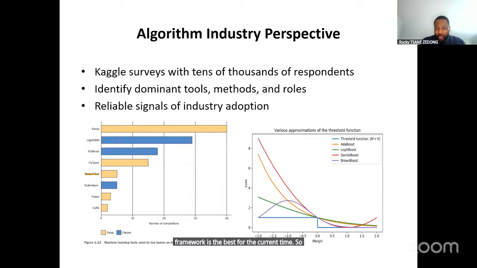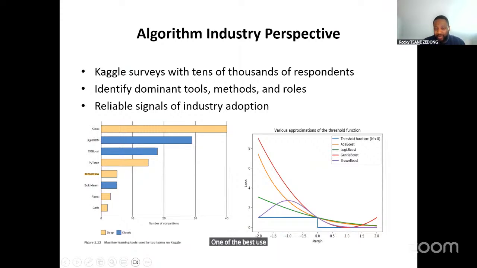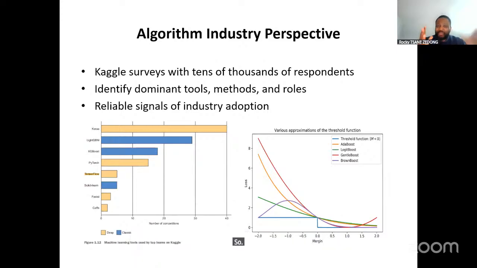You can have a look at this, and here we can see that GBM, the gradient boosting methodology, and XGBoost, are among the most used methods nowadays. You can also see GentleBoost here, which is the same family, and AdaBoost also. It is one of the most used nowadays. So it reflects the industry perspective.